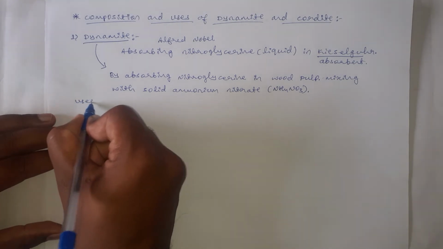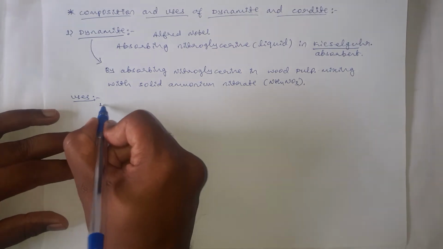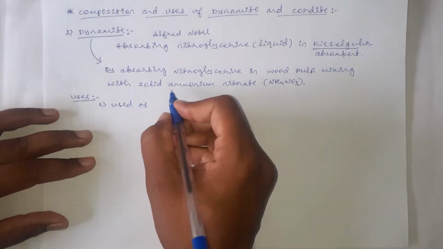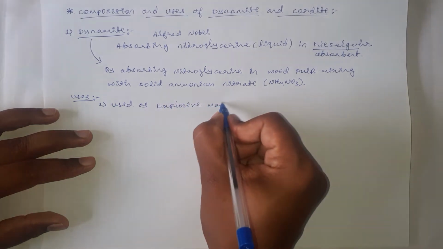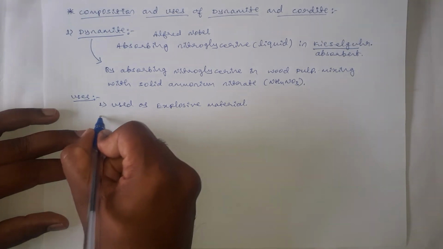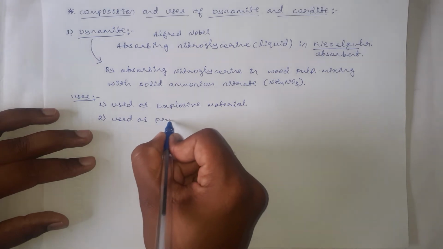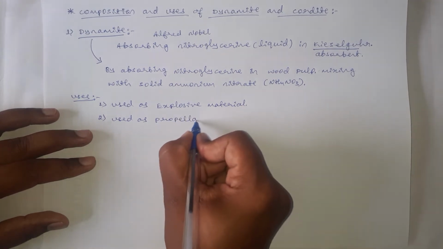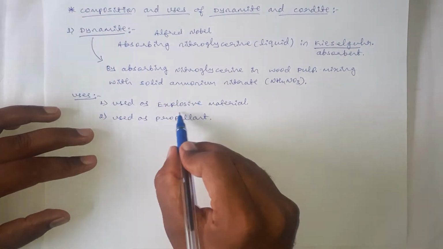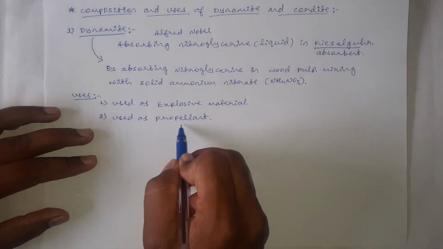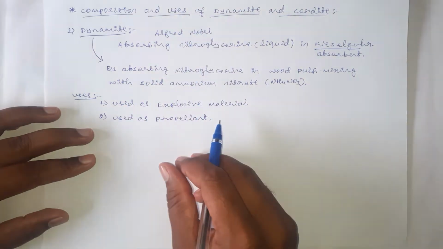And coming to the uses of this dynamite, the main use of this dynamite is as an explosive material, and the other use is as propellant. What do you mean by propellant? This dynamite can be used as an explosive material and can be used as a propellant. Propellant means the material which is used to push forward.